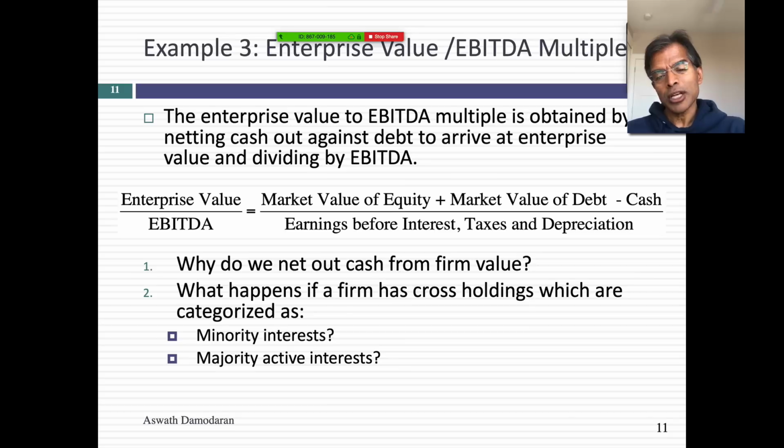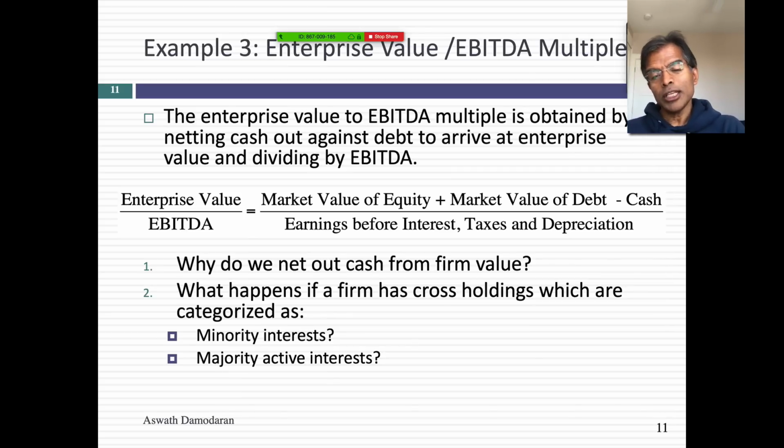You know why we net cash out? It's consistency. Let me give you a clue. Look at what's in the denominator. Earnings before interest, taxes, and depreciation. We net cash out because the income from cash is not part of EBITDA. It shows up below the EBITDA line item. So we net cash out because the denominator does not include the income from cash. The numerator should not as well.